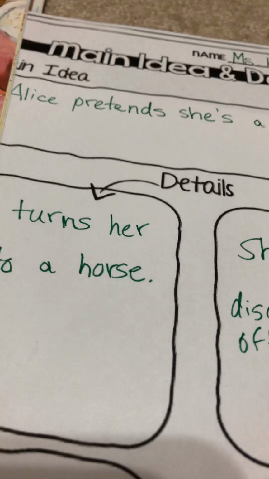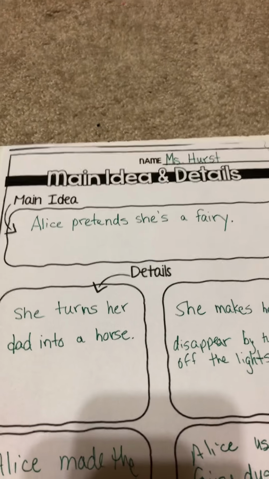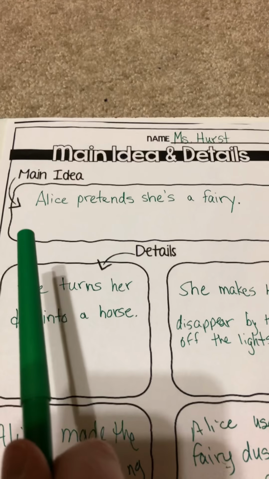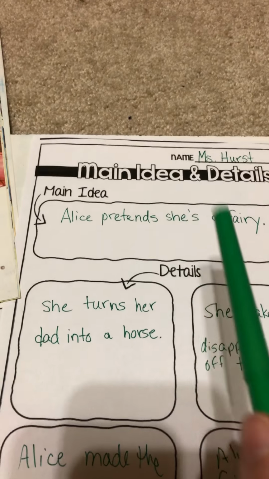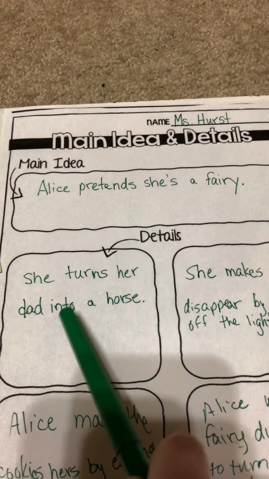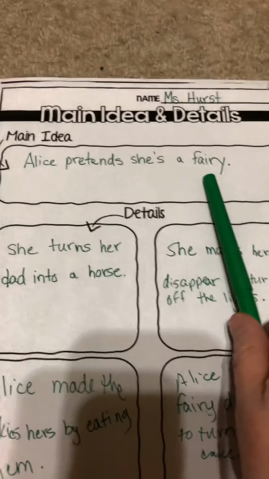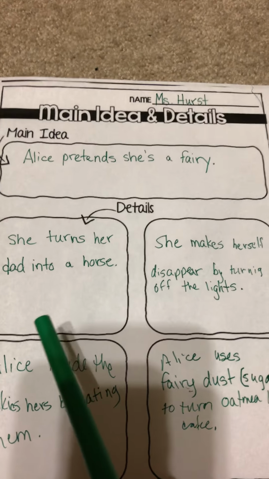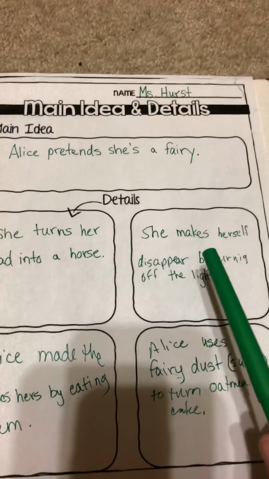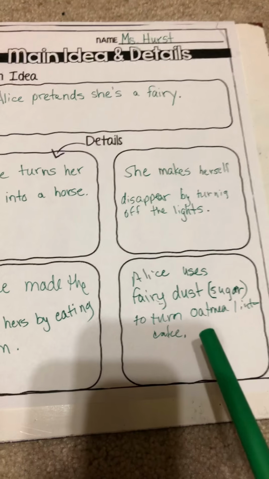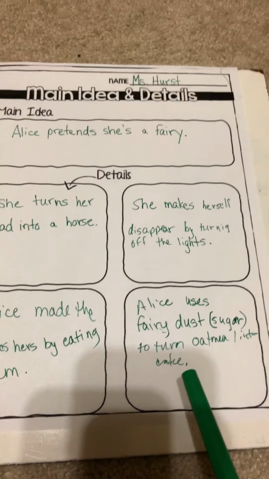Okay. So again, our main idea is, what is the story mostly about? Well, in our story, Alice the Fairy, we know that this story is mostly about how Alice pretends she's a fairy. Again, the main idea is usually a sentence. Then the details give more information about the main idea. So how does Alice pretend she's a fairy? Well, she turns her dad into a horse. She makes herself disappear by turning off the lights. Alice made the cookies hers by eating them. And Alice uses fairy dust or sugar to turn oatmeal into cake.